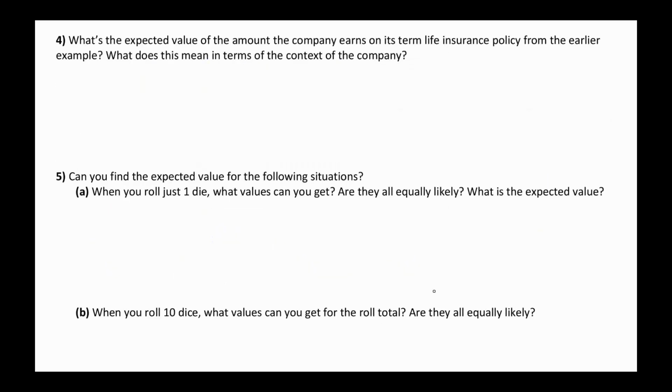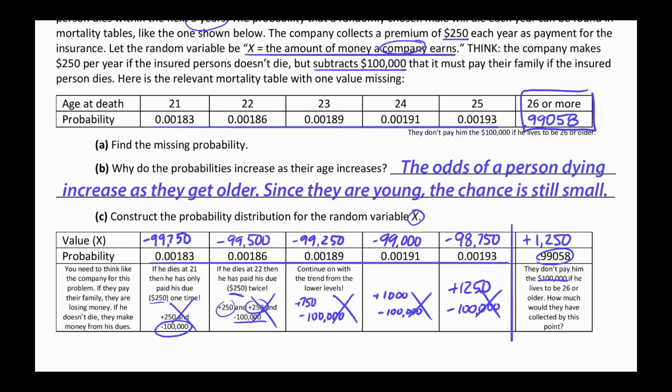So with question number 4, what's the expected value of the amount the company earns on its term life insurance policy from the earlier example? What does that mean in terms of the context? If we go back to that problem, we can see the different payouts and their probability right here.